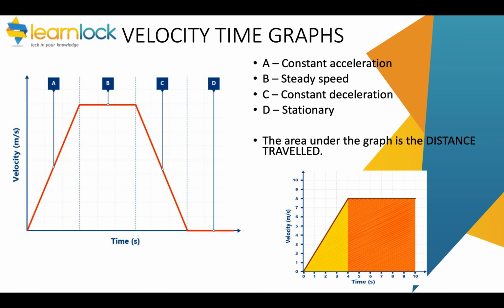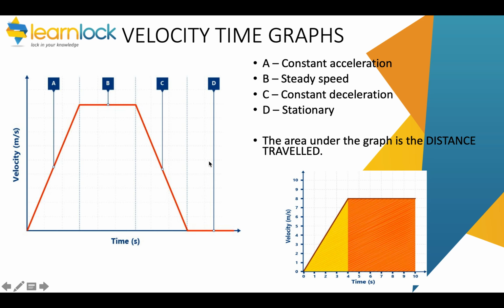Velocity time graphs are different, and this time the axes say velocity and time. This time, when the line is going up straight, that means the object is accelerating constantly. When it's flat, it means a steady speed. When the line is going back down, it means constant deceleration, and when it's on the bottom of the axis here, it means it's stationary.